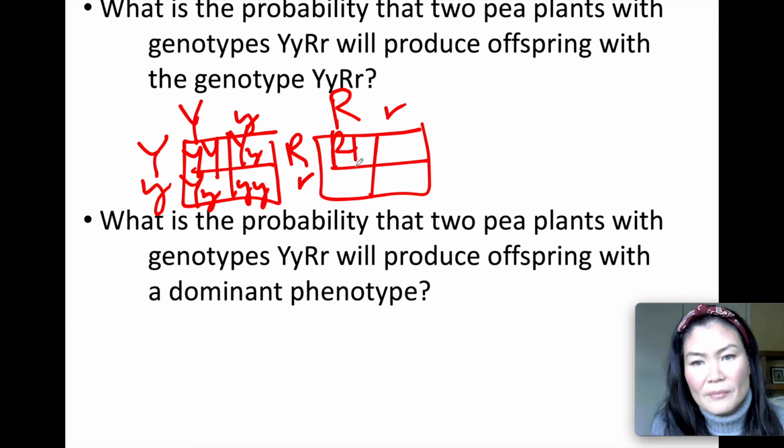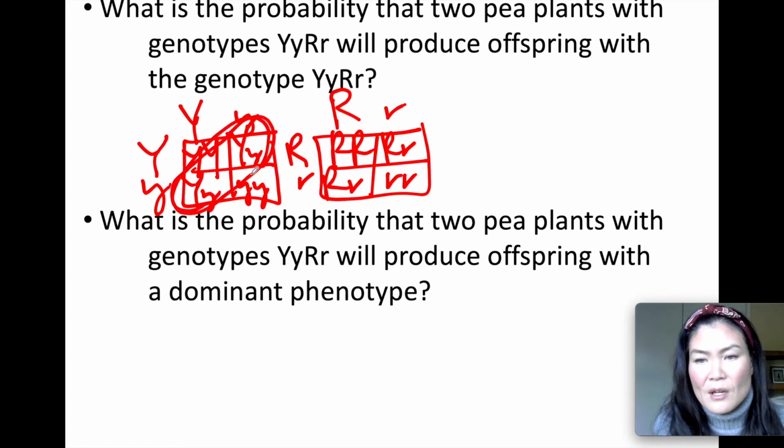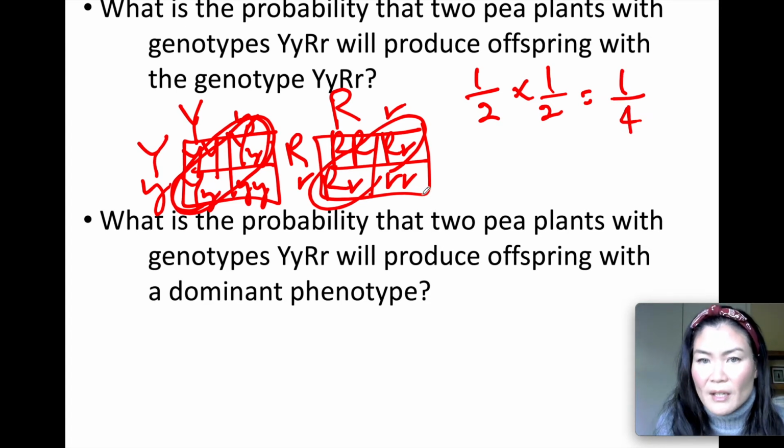Okay, and then let's look at the first one. How many are big Y, little y? These 2 out of 4, right? See these 2 out of 4? So it's 2 out of 4, which is basically 1/2. Okay, and then how many of these are big R, little r? 1/2, right? So 1/2 times 1/2 is going to be 1/4.